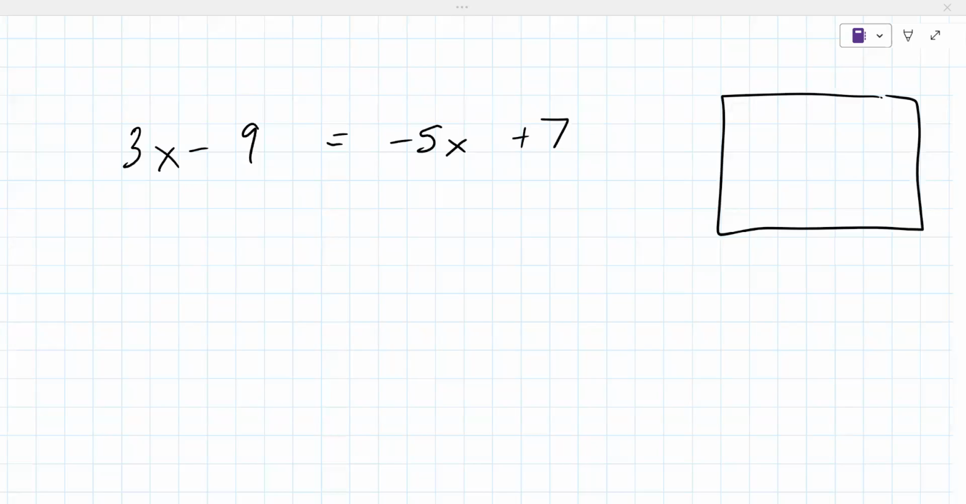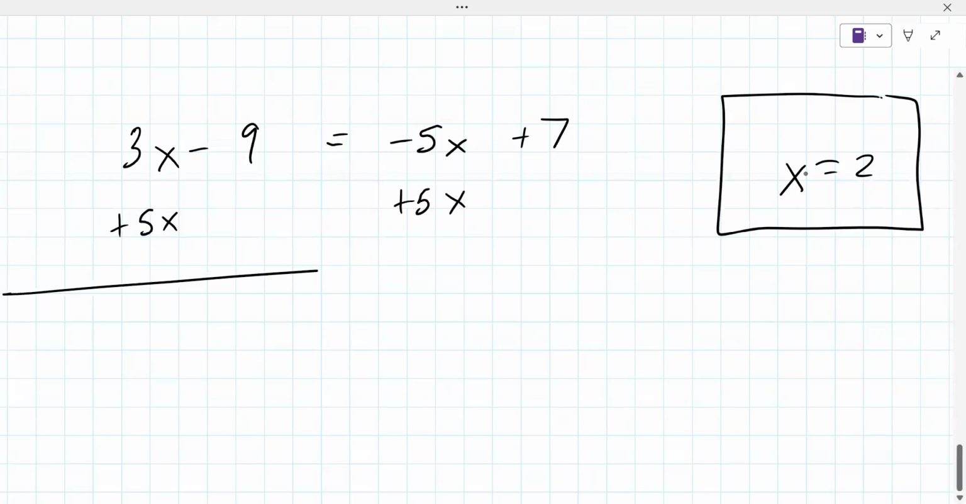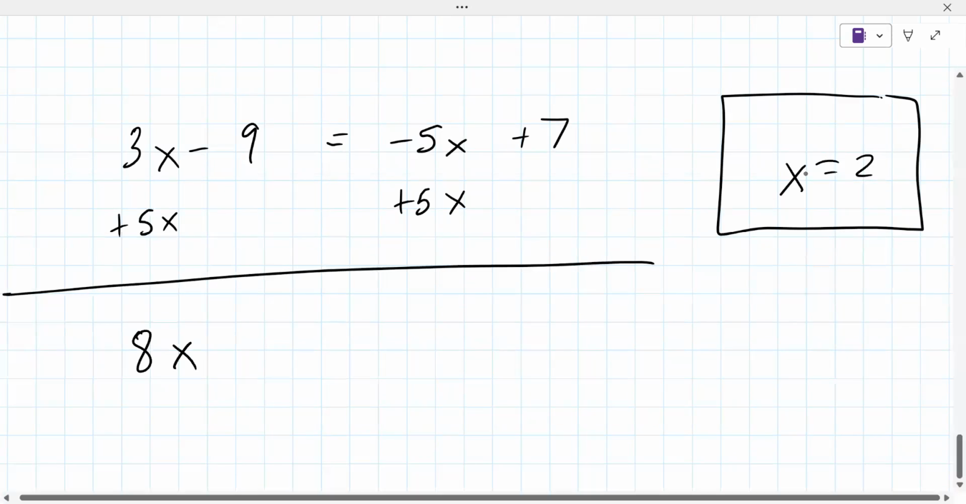X equals 2. Let's take a look here. So we're going to add 5x to both sides. Is that what you did? So you get 8x minus 9 equals positive 7. Now, tell me what you did next. Look at the side with the variable. What did you do next?